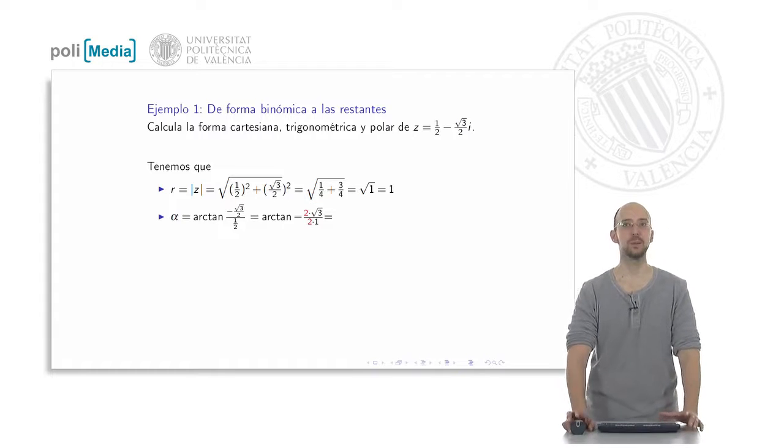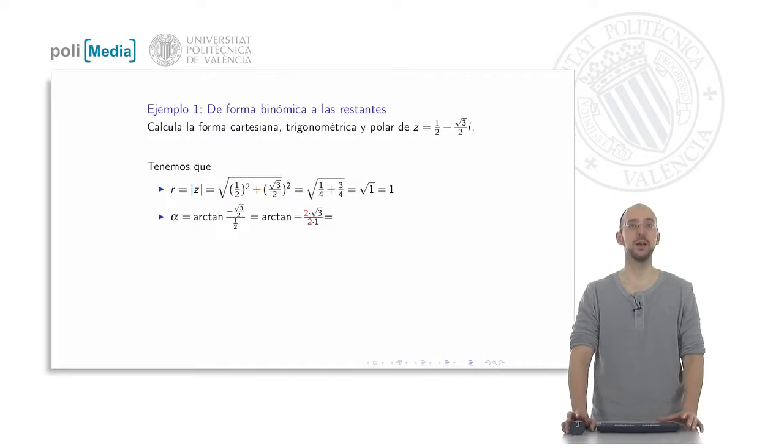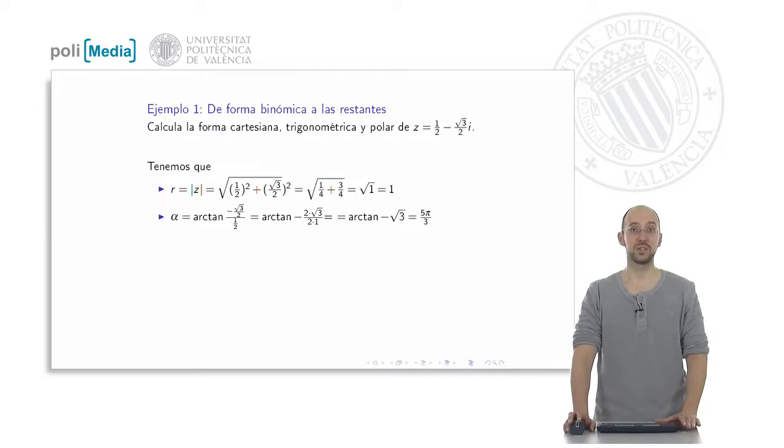The argument, if we apply the formula we have seen so far, would be the arctangent of the imaginary part divided by the real part. The imaginary part is minus root of 3 divided by 2, the real part a half. If we fix that fraction, we have minus 2 root of 3 divided by 2 times 1. The 2 can be simplified, and we are simply left with the arctangent of minus root of 3, which is 5π/3. Notice that this complex number already appeared in a previous unit, and we knew what its argument was.